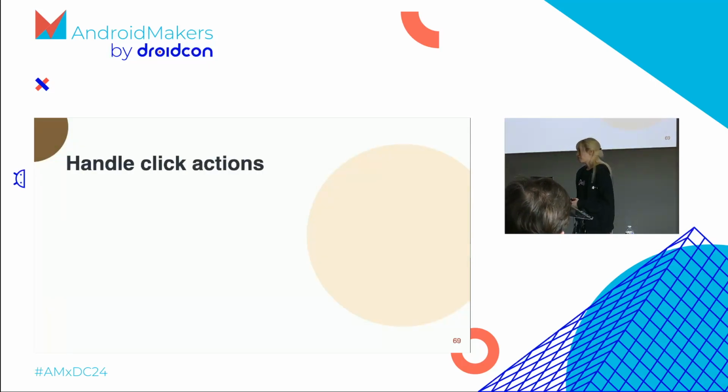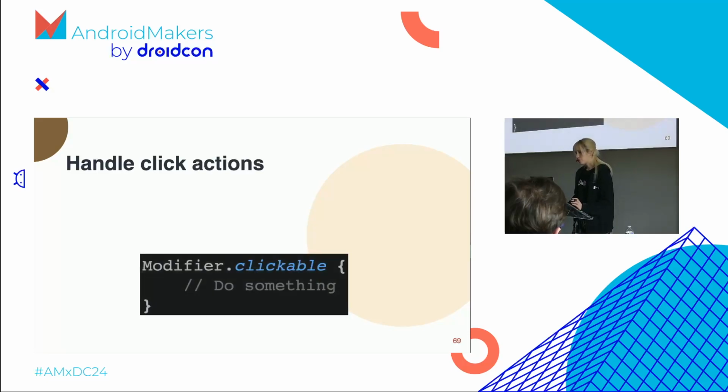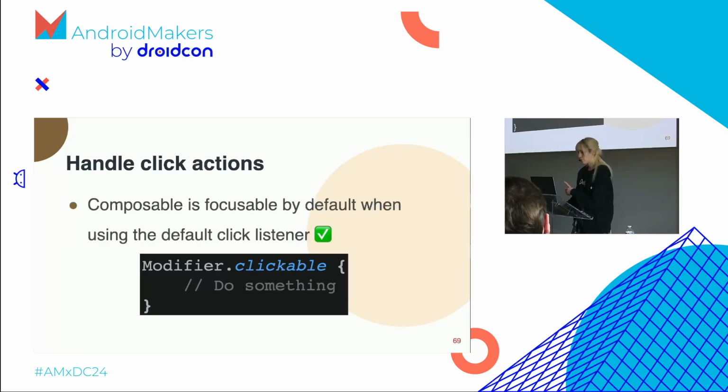But it doesn't make much sense if you can't do anything with that composable. Because remember, we only want the actionable elements to get the focus. So you need to listen for actions. And you can do that, as you know, with a clickable modifier. And similar to when you set the set on click listener that we saw earlier, here if you use this, you don't need to add the focusable modifier. It's going to be handled for you.